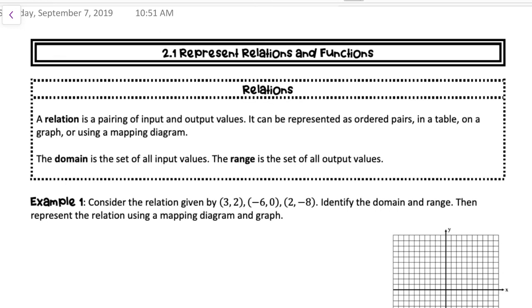It can be represented as ordered pairs, in which case you've got your x's and your y's stuck together. You might have a table, you might have a graph, or you might have what's called a mapping diagram, and we'll get to one of those in a little bit. Your domain is the set of all your input values. Those are often your x coordinates. And then your range is the set of all output values. Those are all your dependent variables, aka your y coordinates.